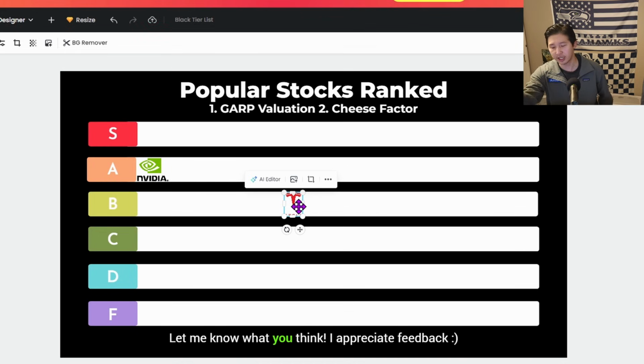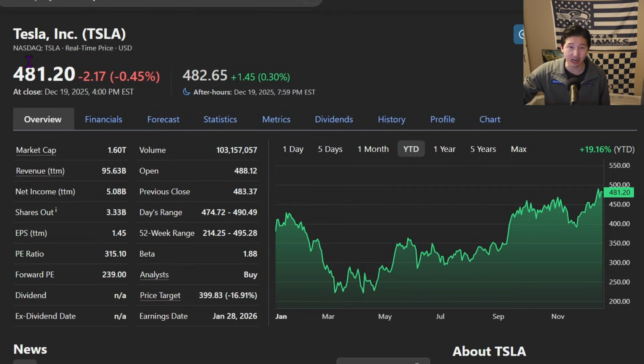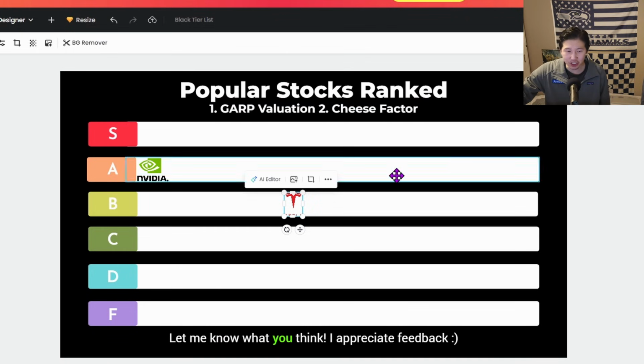I think if their trading multiple was closer to something like a 30 or a 25, I think that's more palatable and digestible, but to see a 300, but their top line is decreasing 1.5%, I mean, according to the GARP formula, their inherent worth is $345 a share. And right now they're $481. So no matter how I look at it, spin it, or manipulate it, they're just way too overvalued.